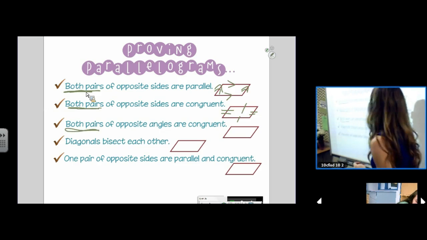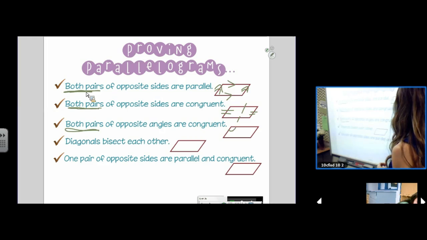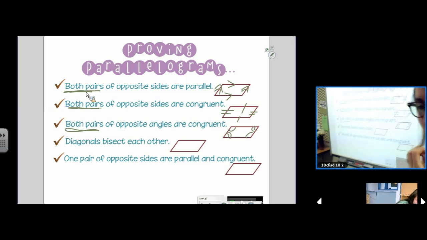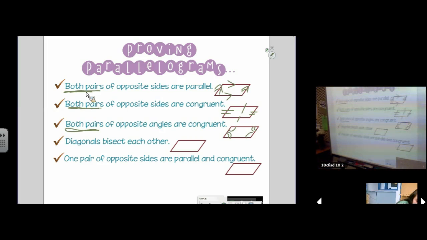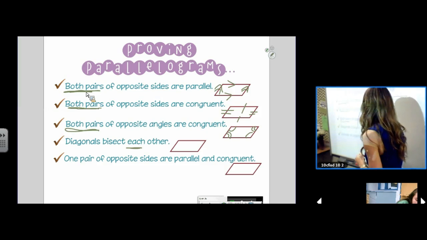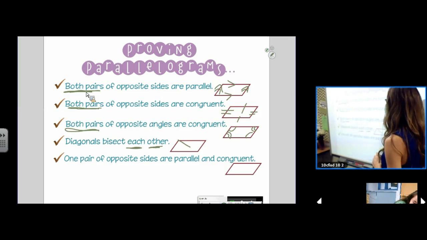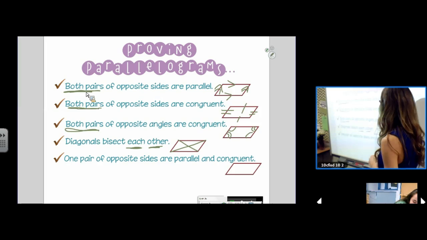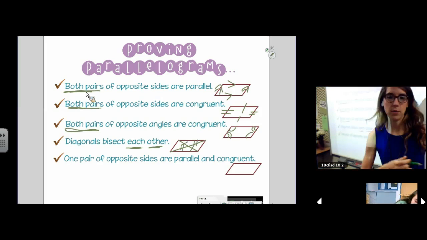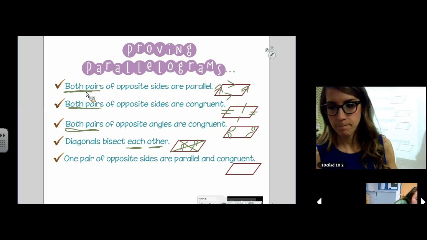Both pairs of opposite angles need to be congruent, not just one. 1 pair will not do it. Yes, you need to confirm that they both are. The diagonals need to bisect, this is important, each other. One of the diagonals can't just bisect the other, they need to bisect each other. Both diagonals need to be bisected.